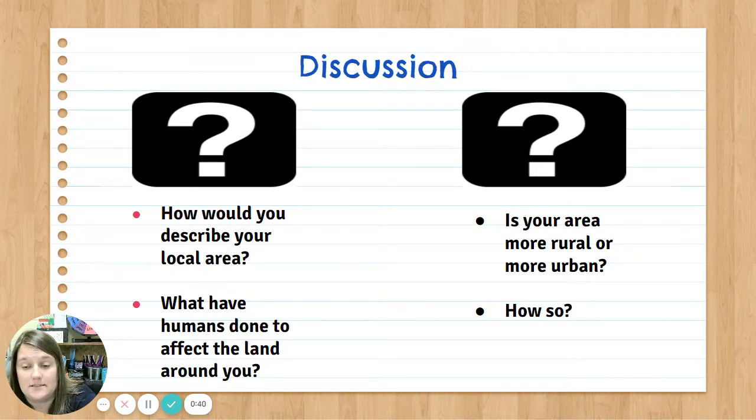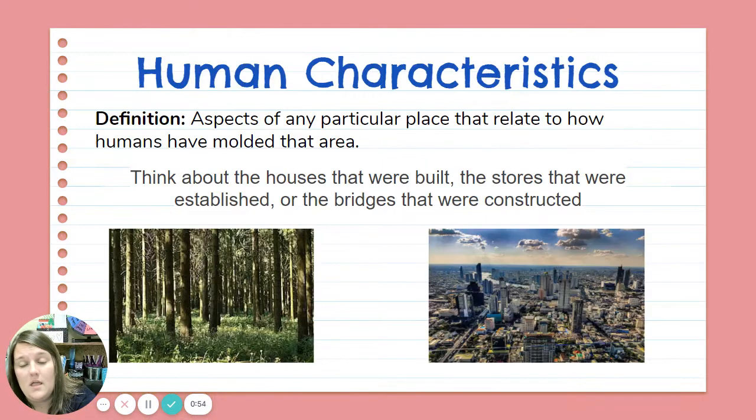Write down a couple characteristics of Pataskala or Blacklick. And think, is our area more rural, which would mean like country, or is it more urban, city, or is it somewhere in between? And I want you to tell me why. There are different things that are going to set regions apart.